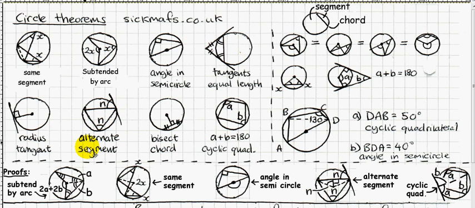This one's called the alternate segment theorem. That means this angle in one segment is equal to the angle in the alternate segment. And when you say an angle in a segment, it means the angle is automatically at the circumference. When I say alternate segment, that means like the other segment. Yeah, alternate means like the other.